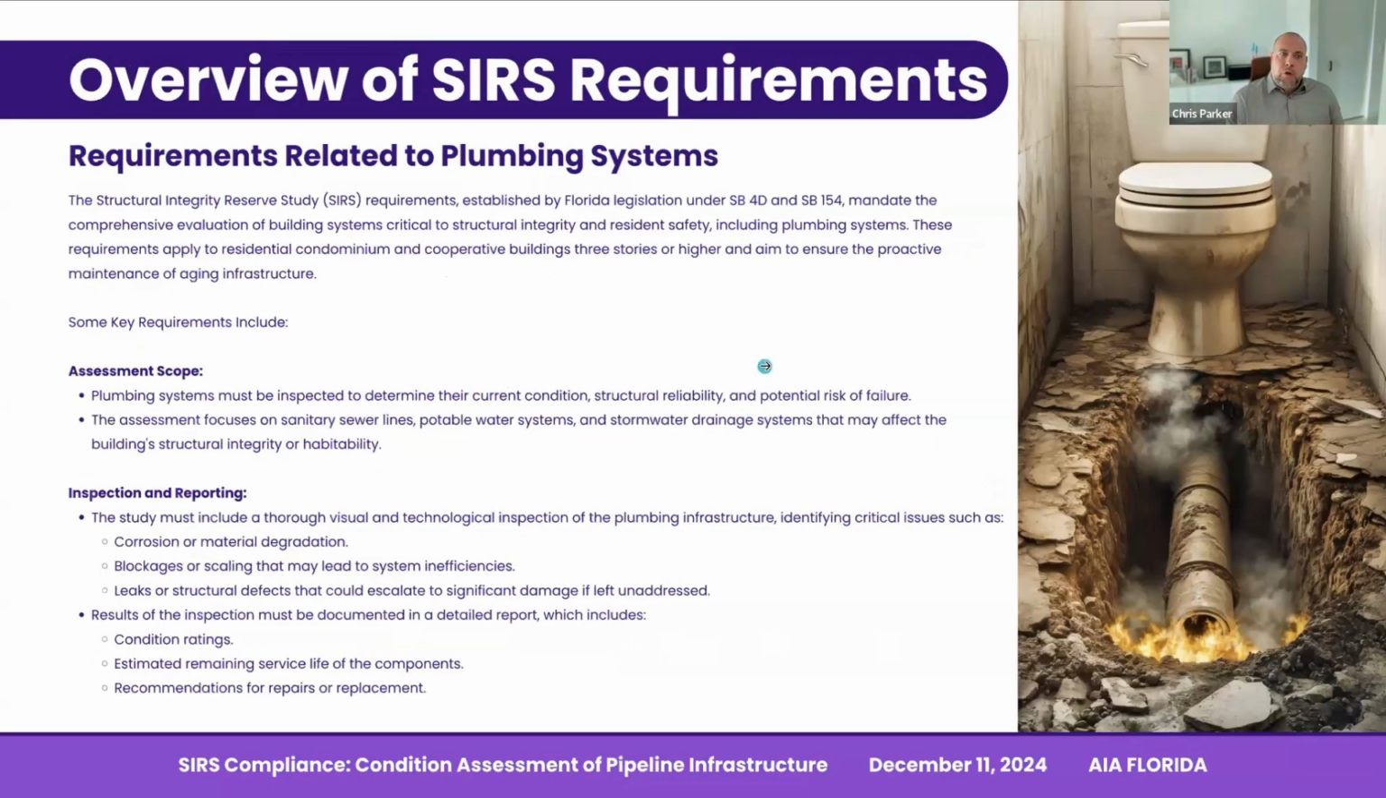So when we start to look at the requirements related to the plumbing systems for SIRS, it is supposed to be a true internal visual assessment. So we're supposed to be scoping the inside of those pipes by use of a variety of technologies. So that means you need to understand the current condition of that pipeline, the structural reliability of that pipeline, and then the potential risk of failure within that pipeline asset.